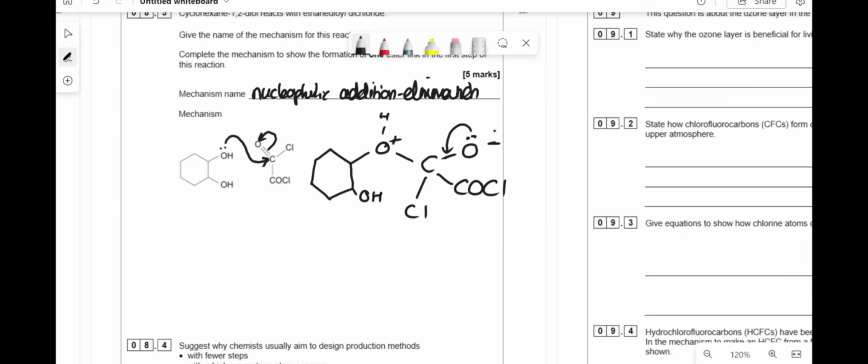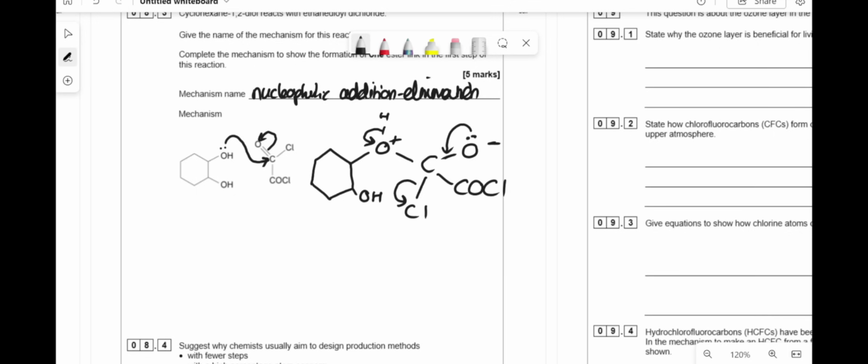Now, obviously, carbon can't have this many bonds. It can't have a double bond here and all of this stuff going on. So it has to boot one of the things off. So what it does is it kicks off the chlorine that it was bonded to in the acyl chloride. So this bond breaks like so, like that. And then obviously we're stuck here with this extra H as well, and we're stuck here with this O plus here as well. So what you need to do is you've got to break this bond here as well, like that.